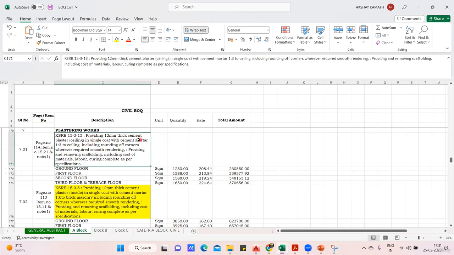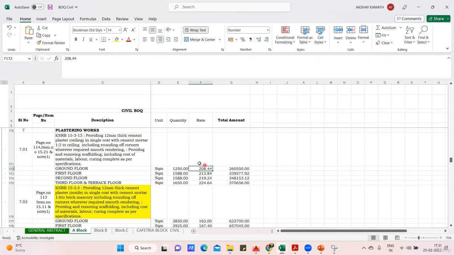providing 12 mm thick. Here he is giving 12 mm. See, again, it totally depends on whatever plastering you are going to do. Some people do ceiling plastering for 6 mm. Few people do it for 12 mm. It's totally up to you how you want to do that. But in this BOQ, he has given a 12 mm thick cement mortar plastering for ceiling, written here, for 1:3 ratio. The contractor is charging like 208 rupees.